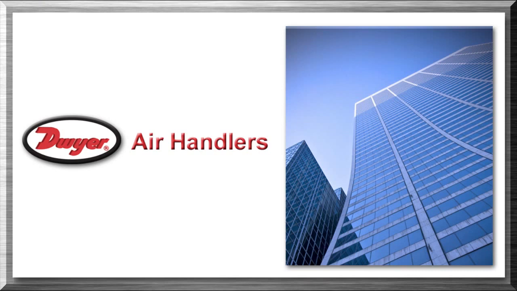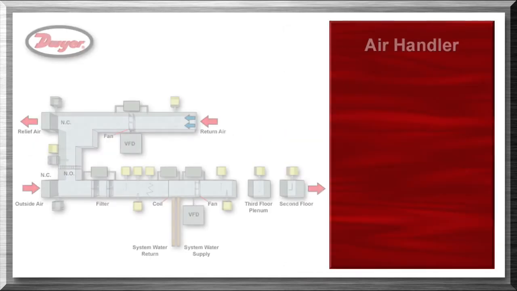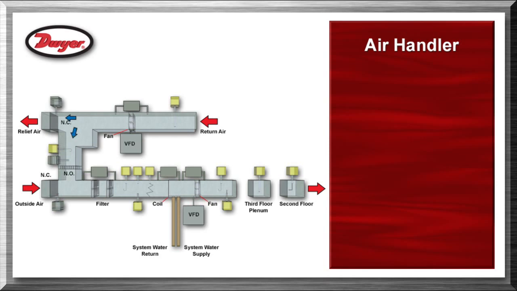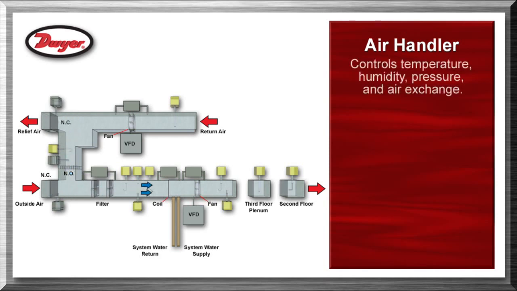Air handlers. Building automation systems provide a comfortable building environment with efficient energy utilization. An air handler is an integral part of the building automation system that controls and affects temperature, humidity, pressure, and air exchange in the building. Shown is an example of an air handler using a heated and chilled water-based temperature system.